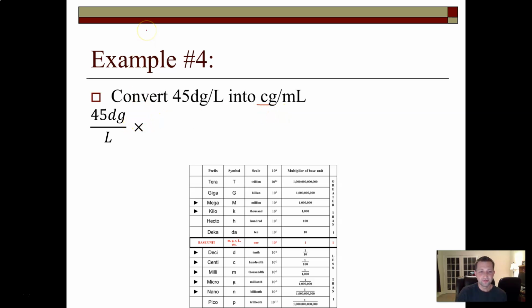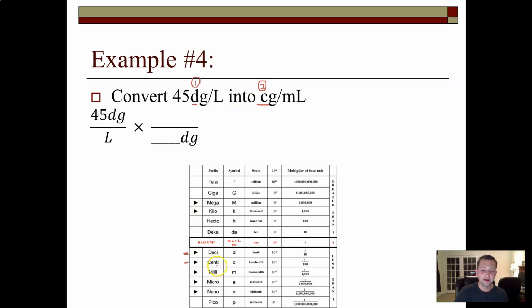So let's set up some fraction bars here. And I think I have us converting decigrams first. Okay, I do. So I want to convert decigrams into centigrams. Now again, this can be a little confusing. Notice how many prefixes. 1, 2. Deci is one prefix. Centi is my second prefix. Okay? I should do this in 2 steps.